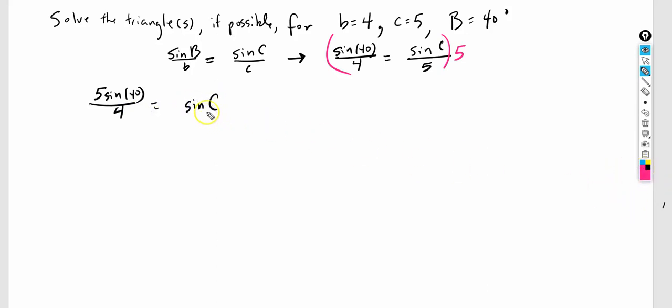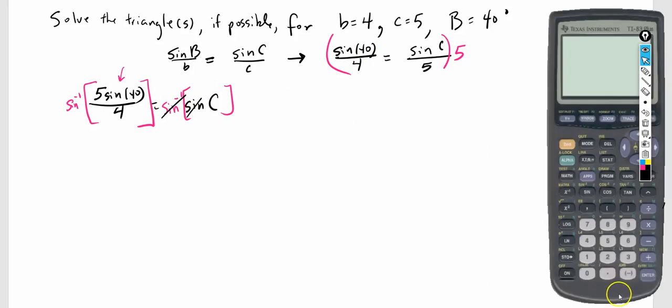Now, in order to find C, I'm going to take the inverse sine of both sides. Now, if this number inside the square brackets is bigger than 1 or less than -1, then this won't exist and there won't be a triangle. But let's see what happens. So these will cancel each other out. And if you're going to use a calculator, make sure you're in degree mode.